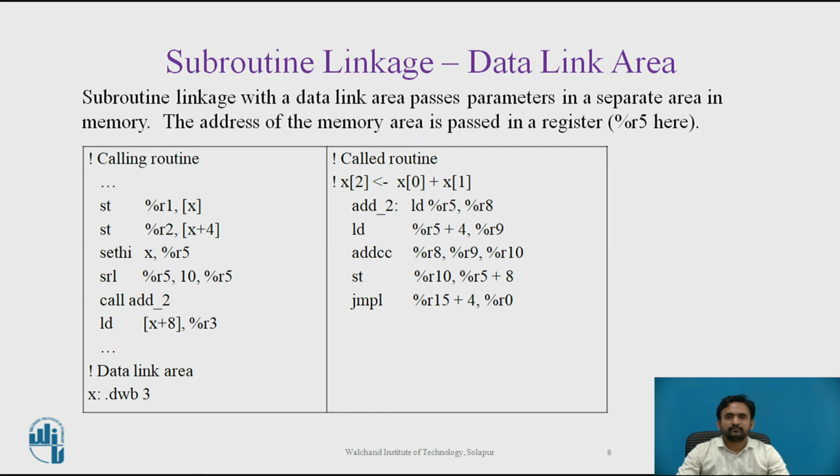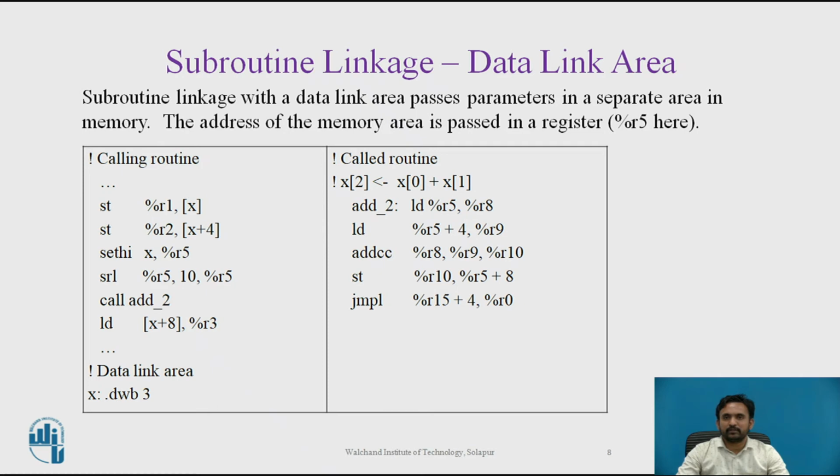Now, with the same reference, subroutine linkage, we are moving to the next point, the data link area. Here, a second calling convention creates a data link area. That is, the address of the data link area is passed in a predetermined register to the called routine.